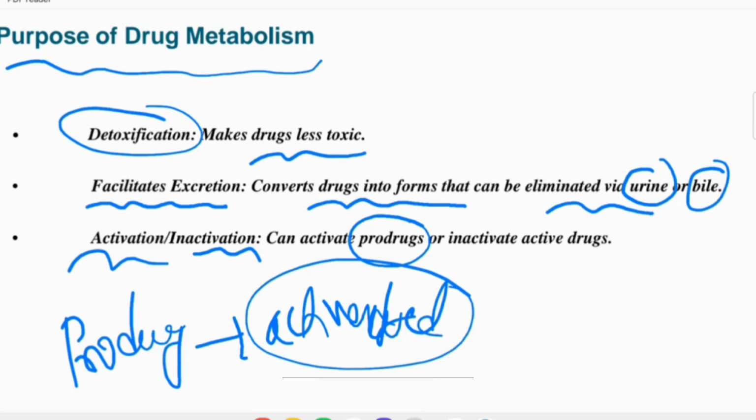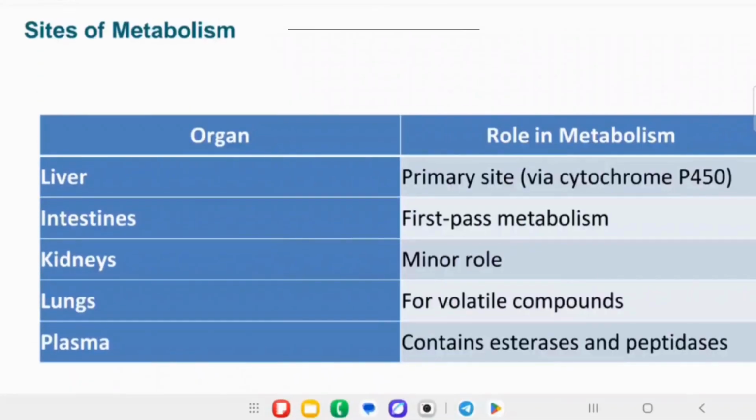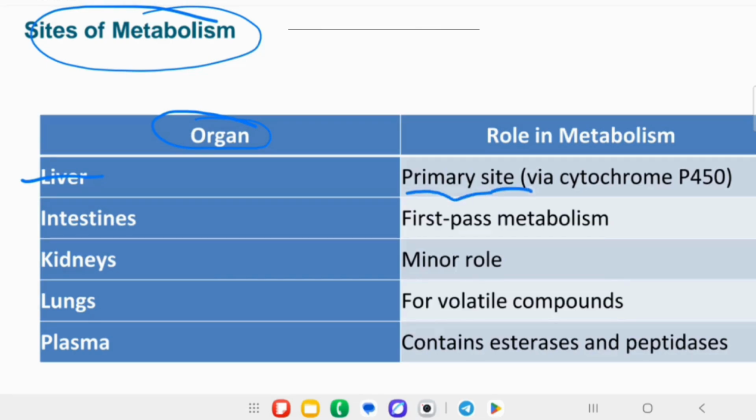When a prodrug is metabolized, it converts into the active form and produces the therapeutic effect. Sites of metabolism. There are different organs involved in the metabolism process. The main organ is the liver, where the maximum portion is metabolized. It is the primary site for metabolism. Then the intestine, first pass metabolism. Kidneys play a minor role in the metabolism process, and lungs for volatile compounds, that is inhalants. Then plasma.